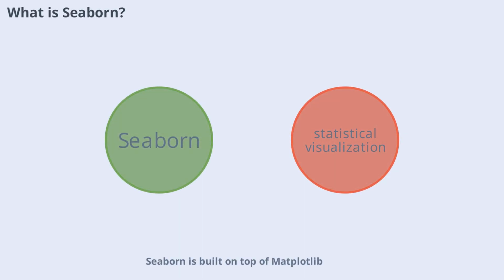Seaborn is built on top of Matplotlib and integrates closely with Pandas data structures. It's designed to make statistical visualization simple and attractive. With Seaborn, you can create a wide range of plots, from basic bar charts to complex heat maps, all with consistent themes and color palettes. The library handles many details automatically, so you can focus on interpreting your data rather than tweaking plot settings. This makes Seaborn a favorite among data scientists and researchers who need to communicate results clearly.